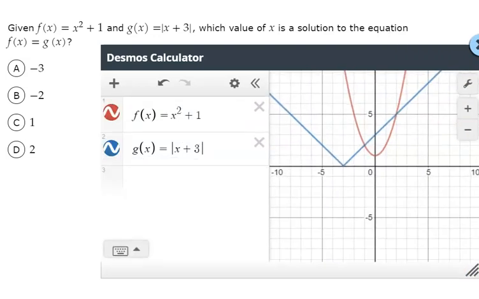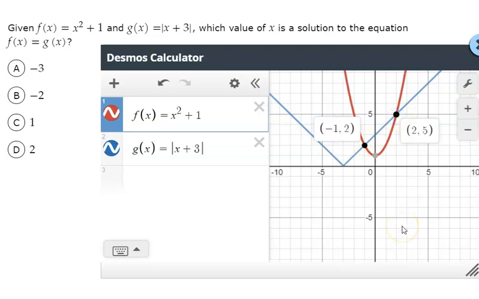Okay, looking at your absolute value equation, what values of x make this true? Well, there's actually two correct answers, and that's the 2 points of intersection. But only one of those numbers is listed here. So the x-coordinate -1 is not listed, but the x-coordinate +2 is.